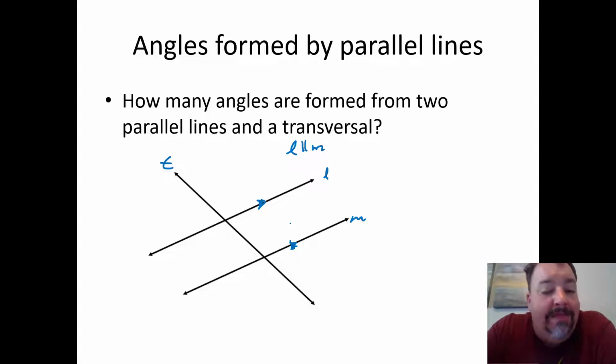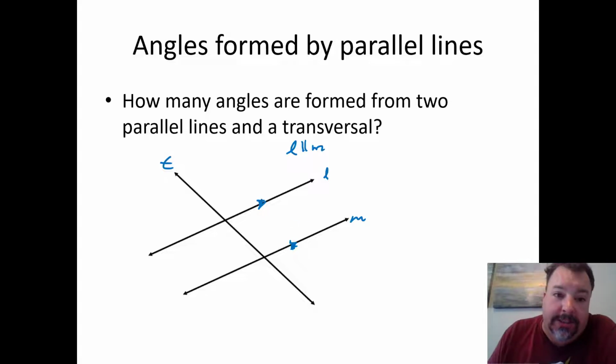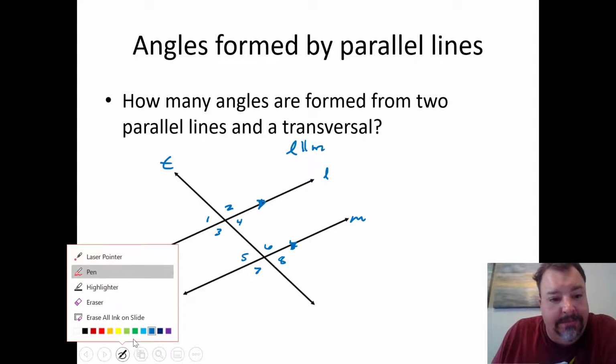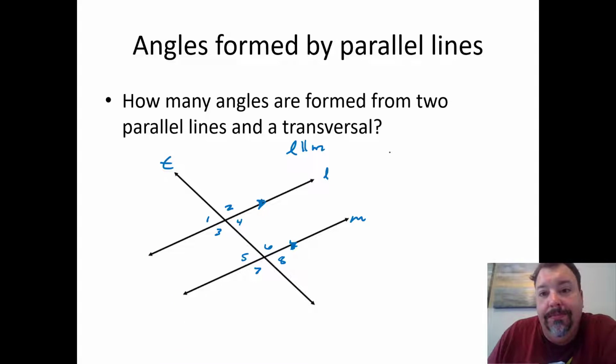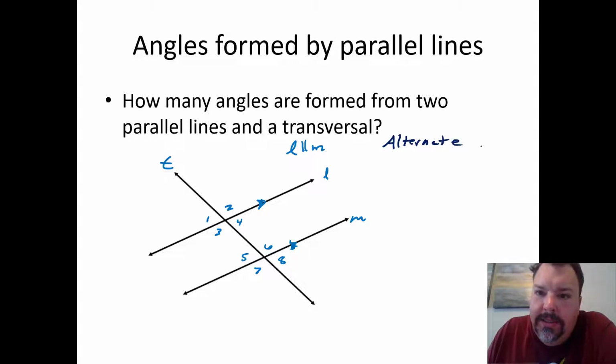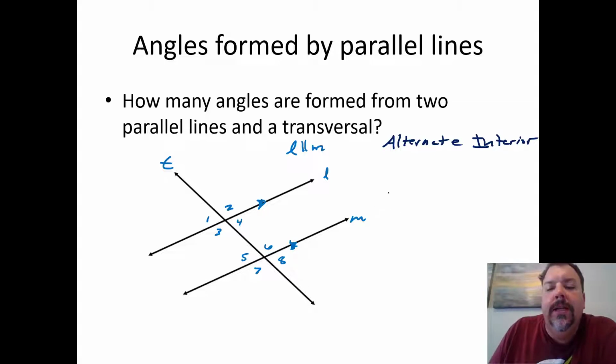And from this picture, we have all kinds of angles on this picture. So we can label these. How many angles are formed by two parallel lines and a transversal? We've got 1, 2, 3, 4, 5, 6, 7, 8. And there's all kinds of new relationships that we get. So the first one that we're going to talk about is alternate interior angles. Now let's break this up.